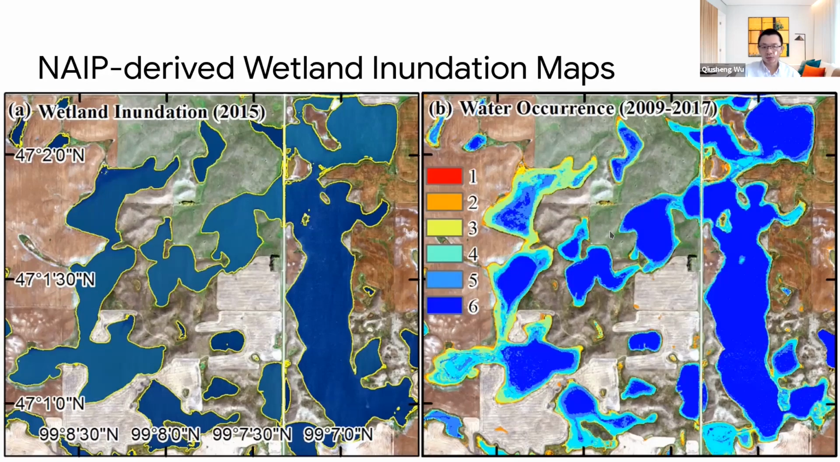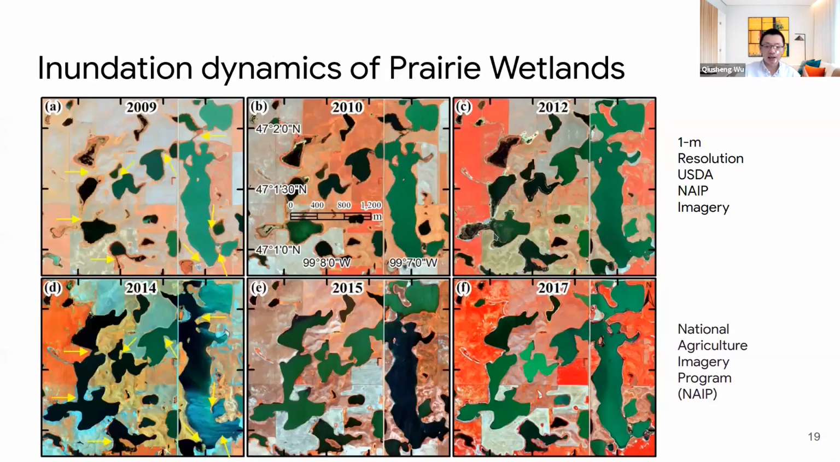On the right here is water occurrence. So what does this mean? The values range from 1 to 6, right? Earlier I showed you 6 time periods. If it's 1, that means that pixel was only detected as water once. If it's 6, that means within these 6 images, that pixel was always detected as water.